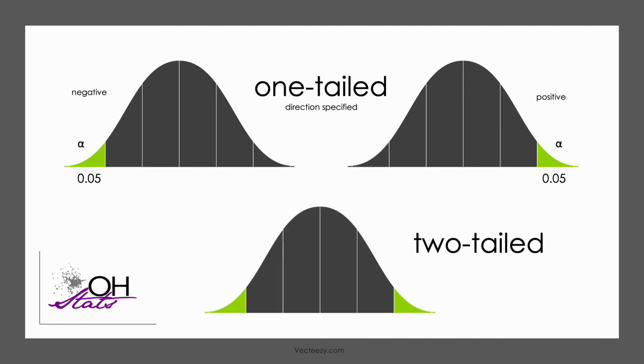Whereas a two-tailed test means the direction of the association was not specified before. Here, we have to divide the alpha by 2, or said another way, we split the probability across two tails. So here we have 0.025 at the positive end of the distribution and 0.025 at the negative end.